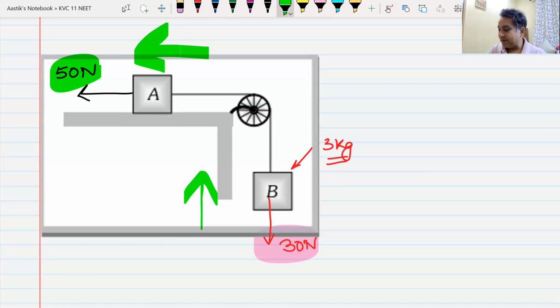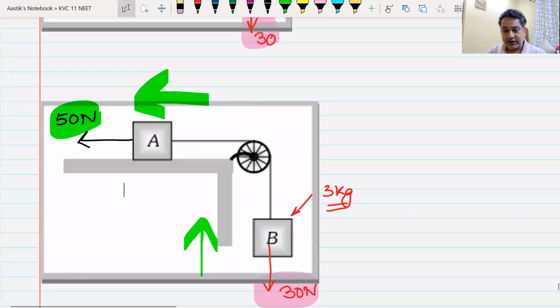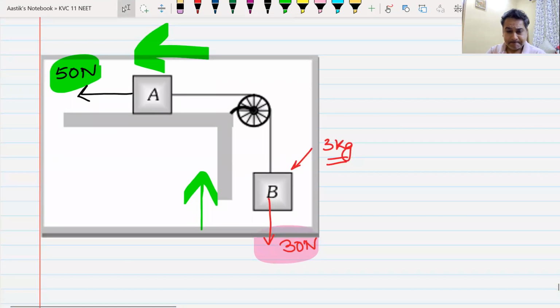Okay. So I hope everyone has understood this. Yes or no? Sir, repeat it again. Explain it again, sir. What did you not understand, beta? Which force is more, 50 or 30? 50, sir. So where will it move?